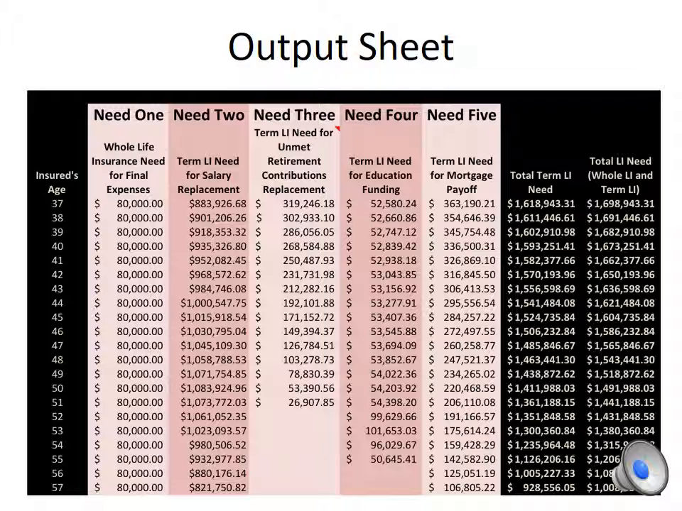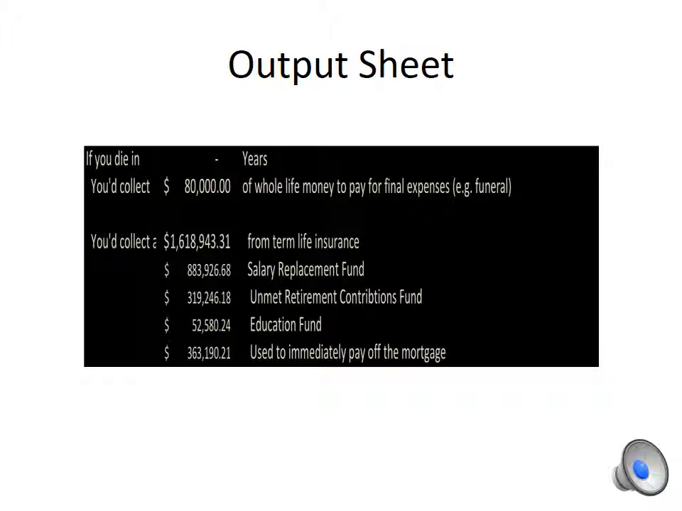The last column is the total amount of life insurance needed at each age. That is, it's the whole life amount plus the term life insurance amount. This information appears on the right-hand side of the output sheet.